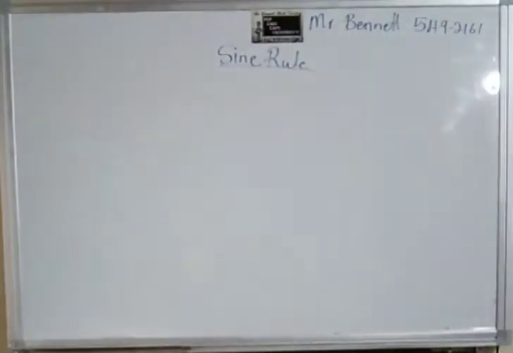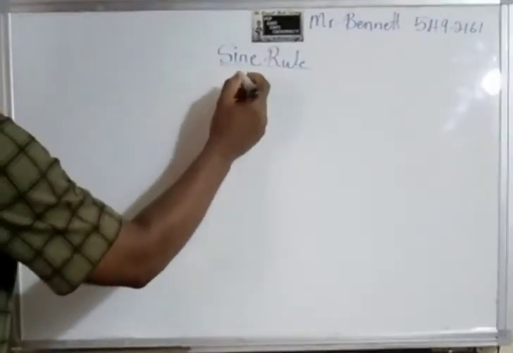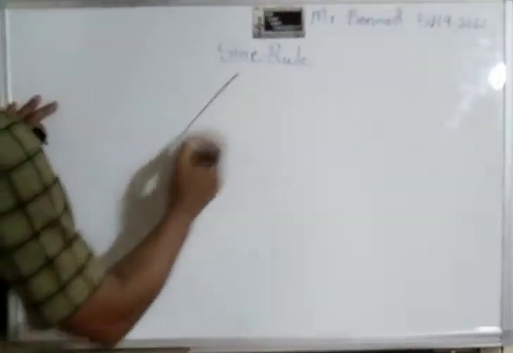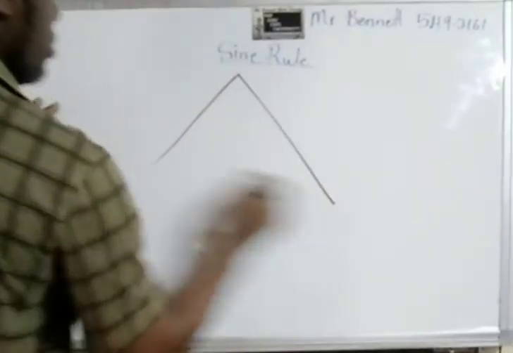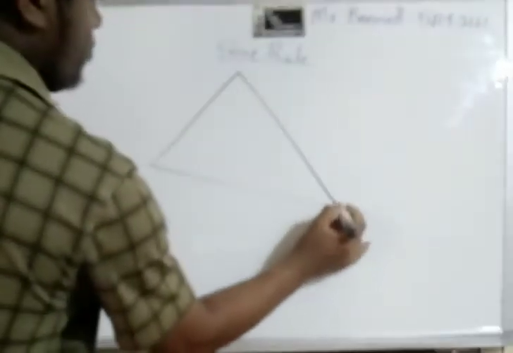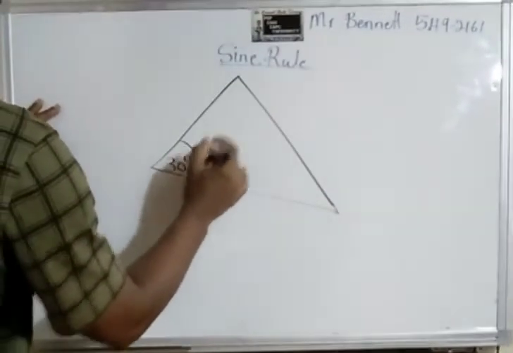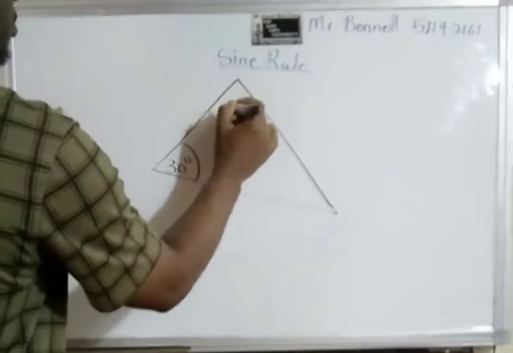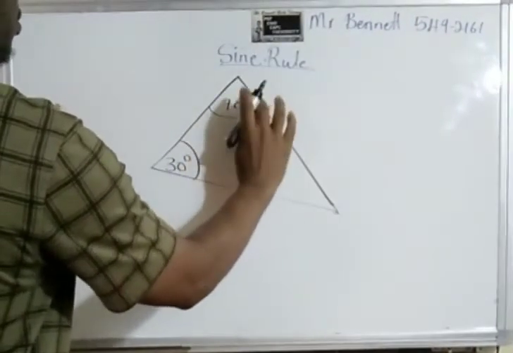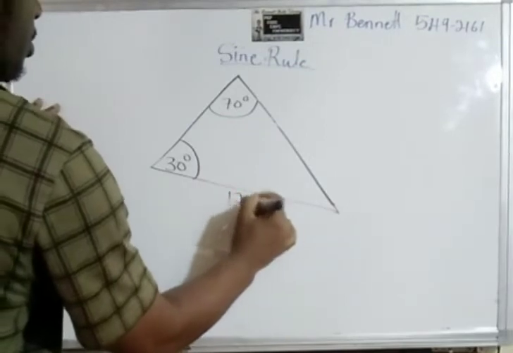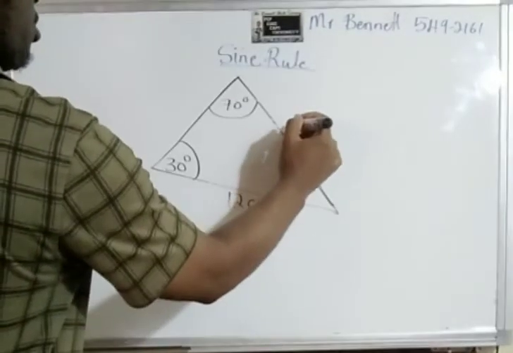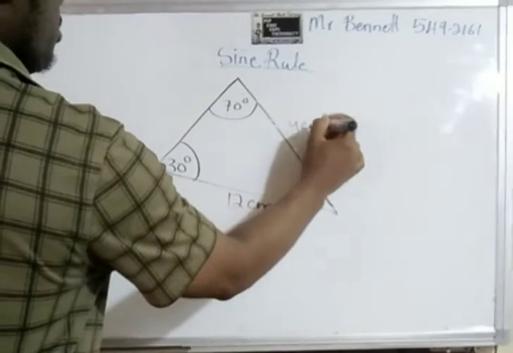Alright guys, we'll be looking at the sine rule, and we use the sine rule whenever it's not a right angle triangle and you want to find the length. Alright, so let us say we are given this is 30 degrees, this is 70 degrees, and this is 12 centimeters, and they want us to find the length of this.